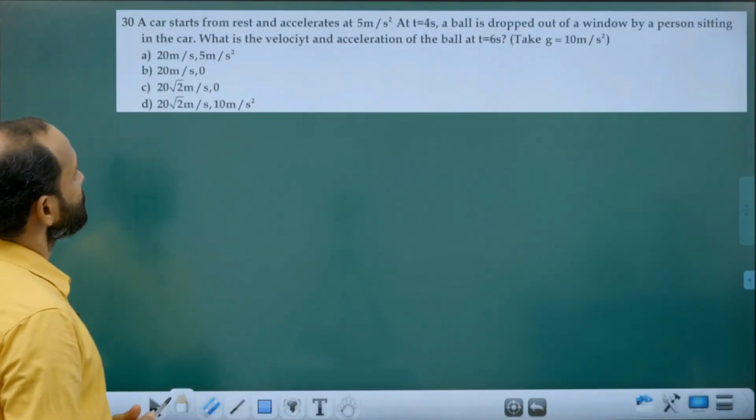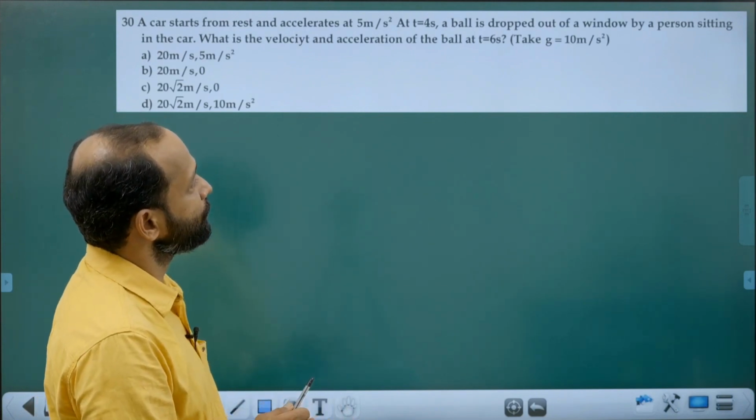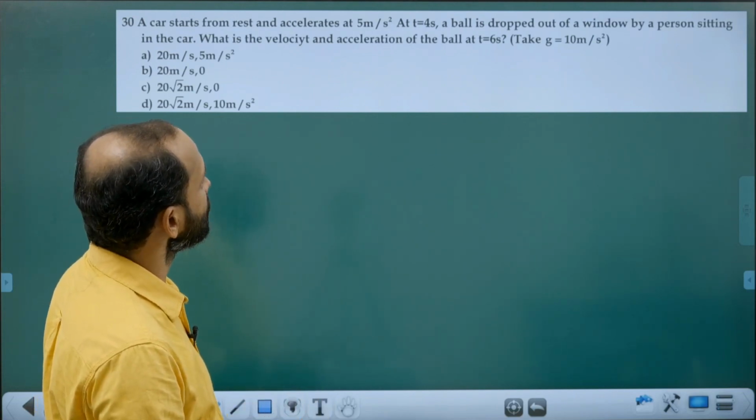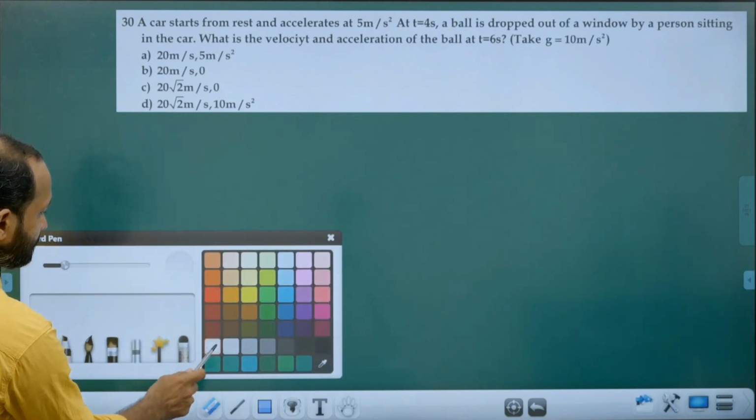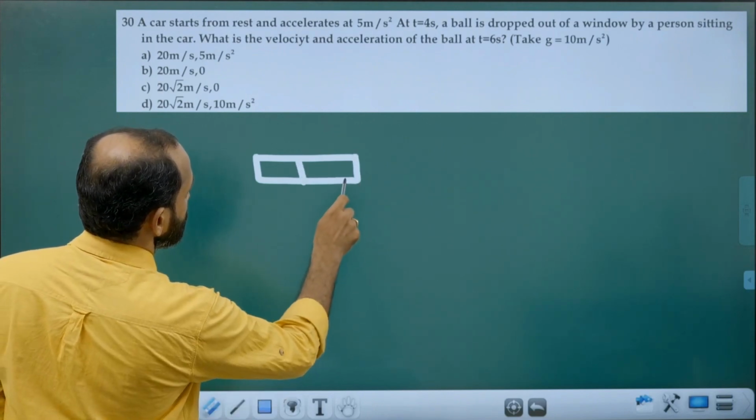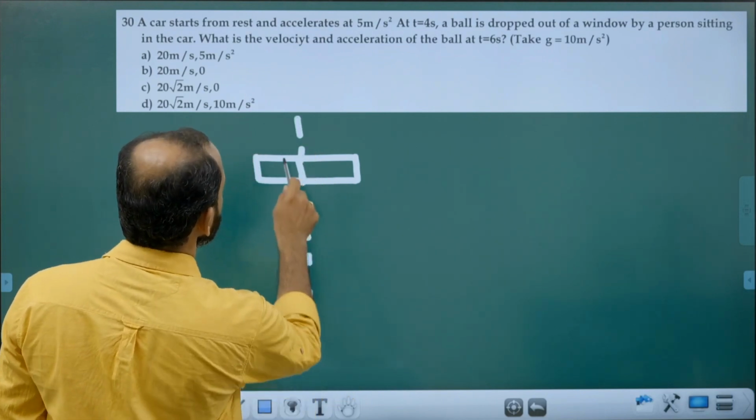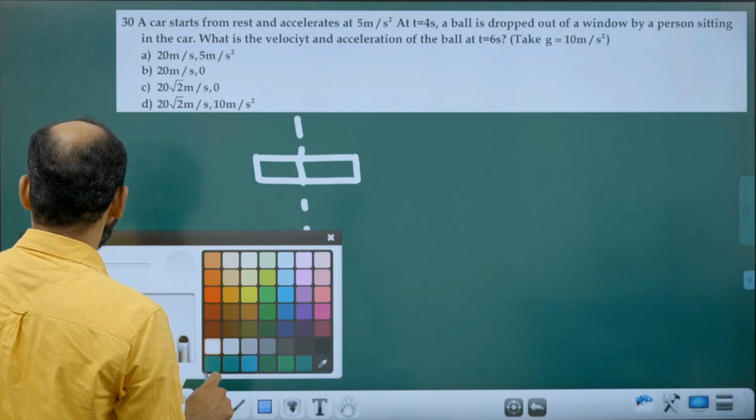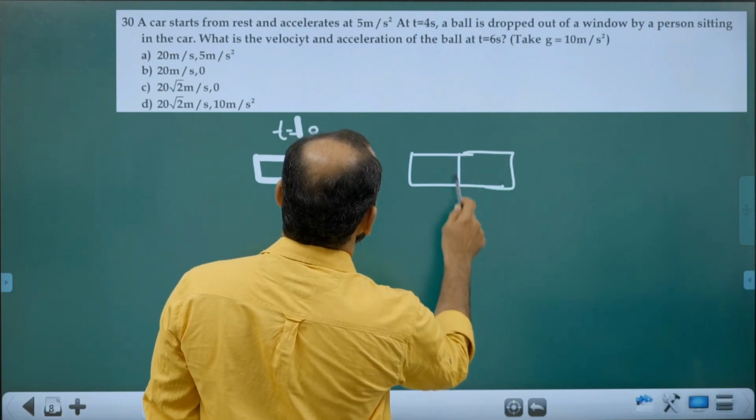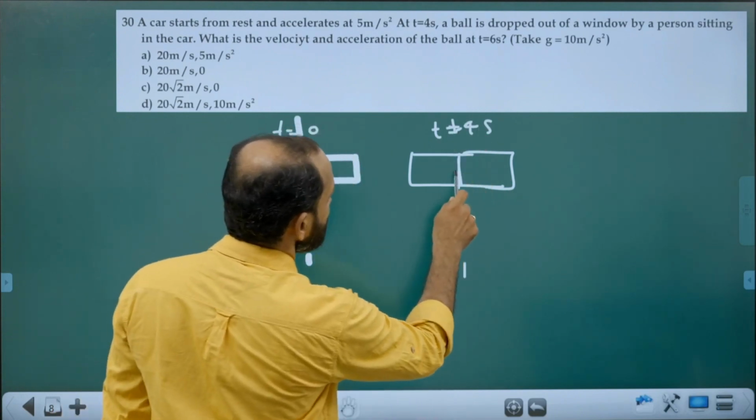The last one. A car starts from rest and accelerates at 5 meter per second square. At t equal to 4 seconds, a ball is dropped out of a window by a person sitting in the car. What is the velocity and acceleration of the ball at t equal to 6 seconds? This is the window. The car begins from t equal to 0. Now say the car reaches here. At t equal to 4 seconds, the ball has been dropped.